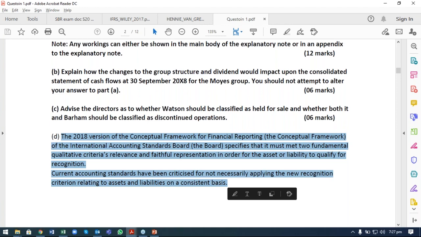I believe everyone has an idea that the recognition criteria for assets and liabilities have been changed by the conceptual framework. Right now, the conceptual framework believes that it is not the criterion of probability, which was mentioned by the earlier version, that if it is probable that an inflow or outflow of economic benefit arises towards or out of the entity in future, then you have to record it as an asset or a liability, right? But now the recognition criteria have been changed.